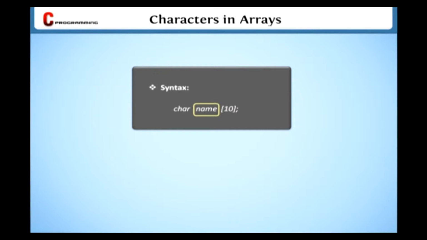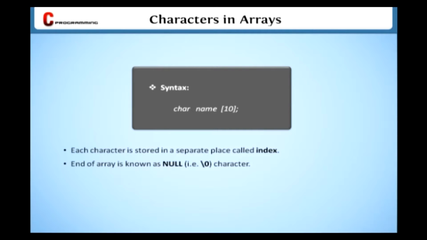Here, name is a character array which holds 10 characters. Each character is stored in a separate place, which is known as an index. The end of the array is called the null character.